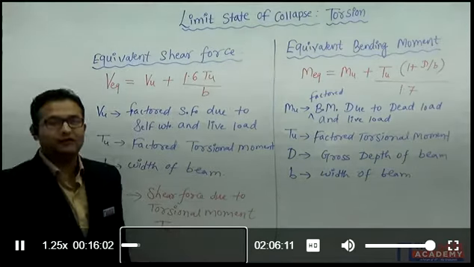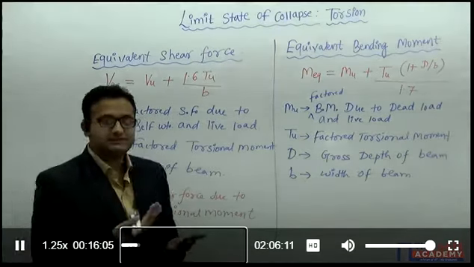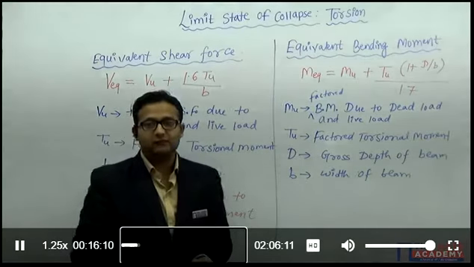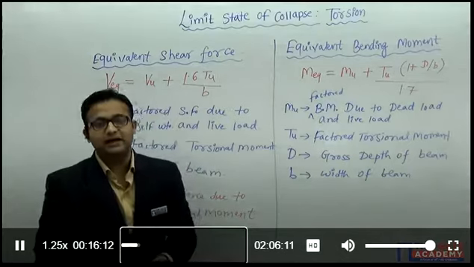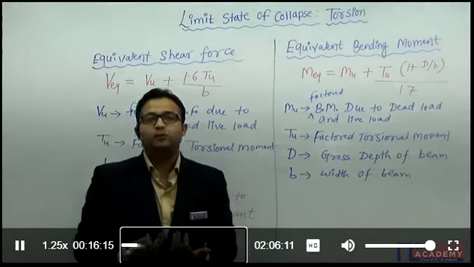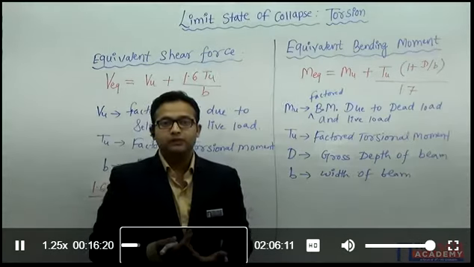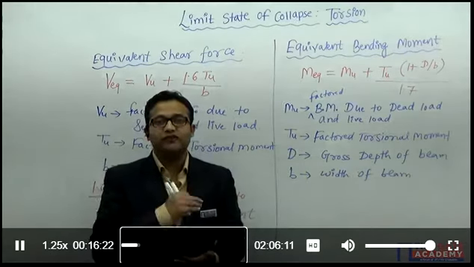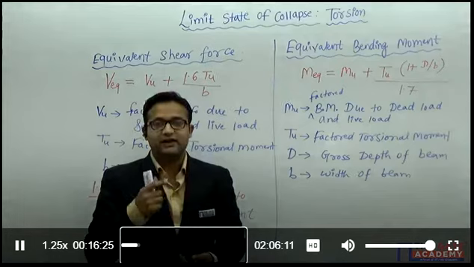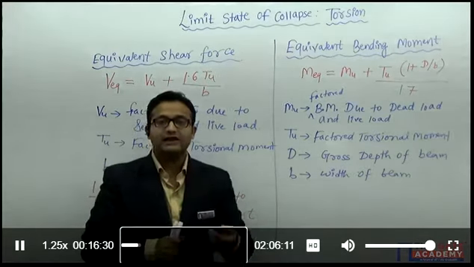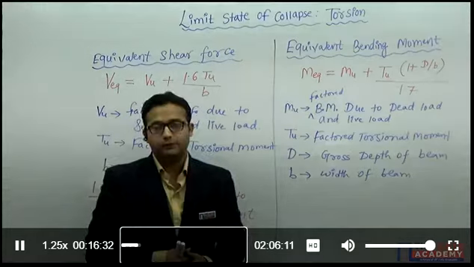Somebody, Vinay, is asking what is the meaning of factored. Factored means we are taking the factor of safety 1.5 in the loads. In the limit state method, we take the factor of safety for the load as 1.5. If the load is coming, suppose 100 kilonewton, I will be designing the member for 150 kilonewton, means considering the factor of safety 1.5. So that 150 is called factored load and the 100 is called service load or working load.